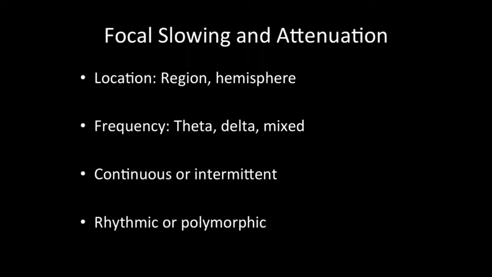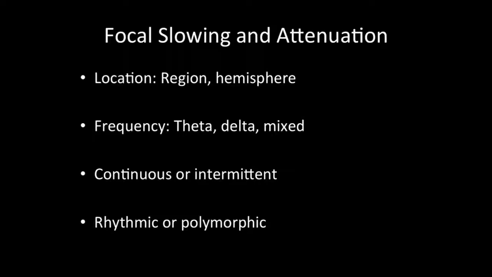The frequency. Is it mainly theta activity, delta activity, or is there a mixture of frequencies? Is the slowing continuous or intermittent? And is it rhythmic or polymorphic? These elements of focal slowing can be helpful in determining the possible clinical significance of the abnormalities.